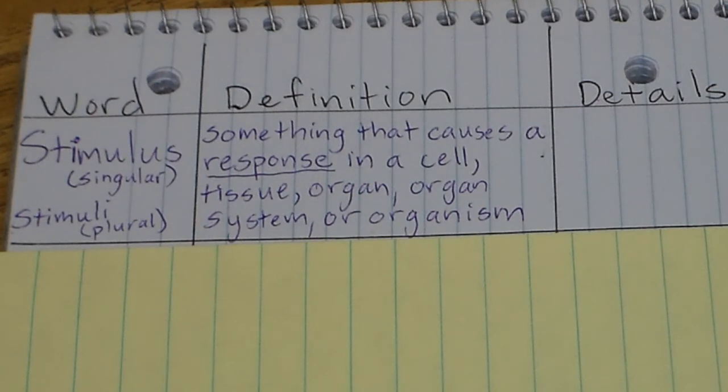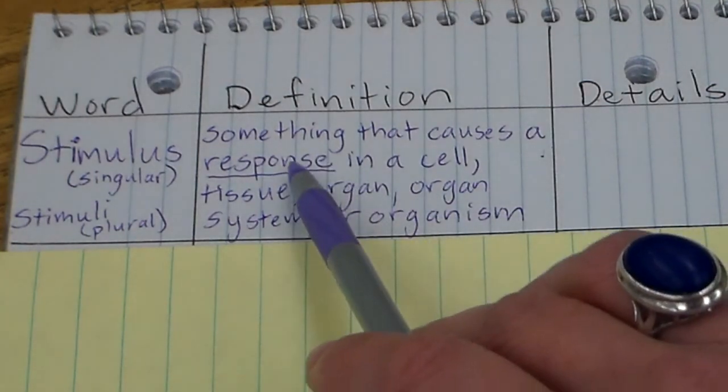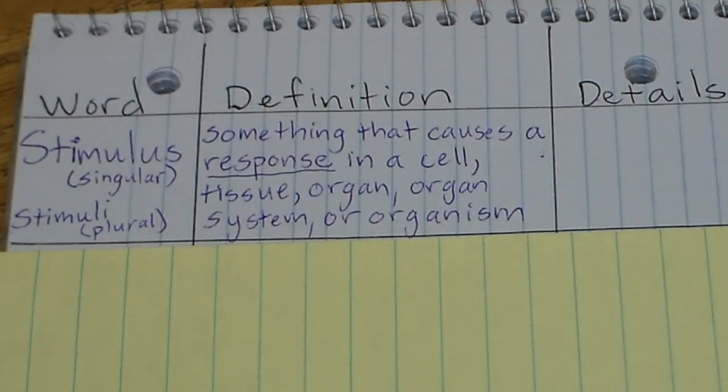system, or organism. Now everything we've learned is coming together. So a stimulus is something that causes a response, and it can be in a cell, a tissue, an organ system, or an organism. And you might notice this word response, and hopefully you remember that one of our characteristics of living things is that living things respond. And so now we know that they respond to something called a stimulus.